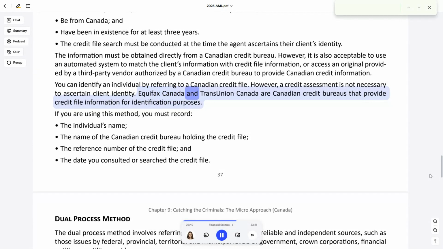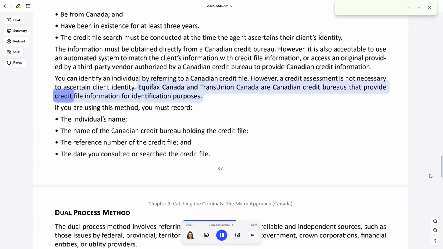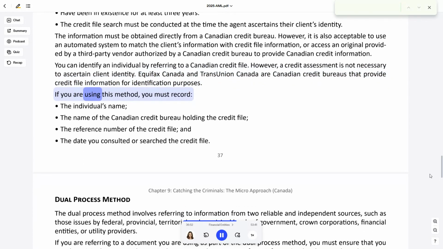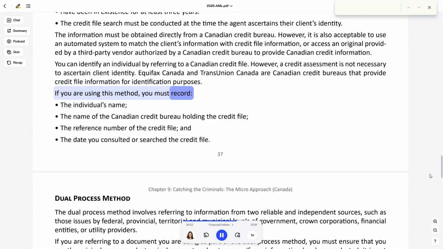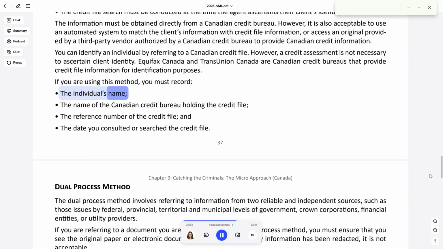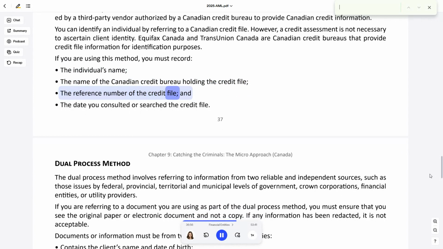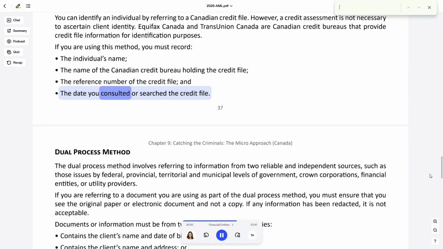Equifax Canada and TransUnion Canada are Canadian credit bureaus that provide credit file information for identification purposes. If you are using this method, you must record the individual's name, the name of the Canadian credit bureau holding the credit file, the reference number of the credit file, and the date you consulted or searched the credit file.